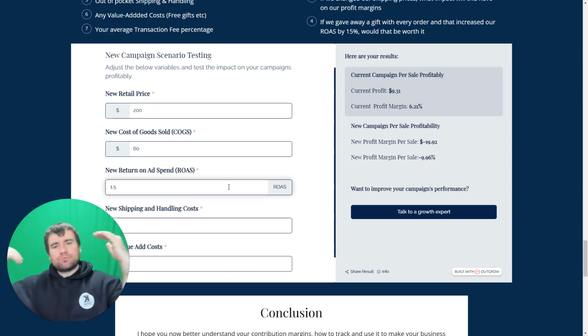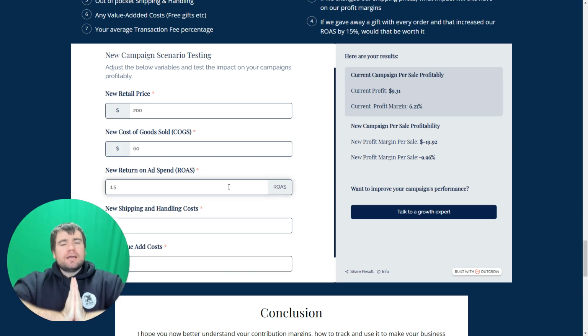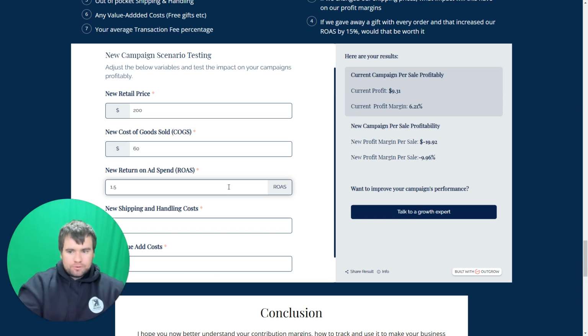So again, you want to retest these things, but you can actually have this here as a benchmark to know, hey, if it doesn't hit this level, we are not profitable. And again, you can go back and look at this retrospectively for your current campaign to see whether you should be reinvesting in them.